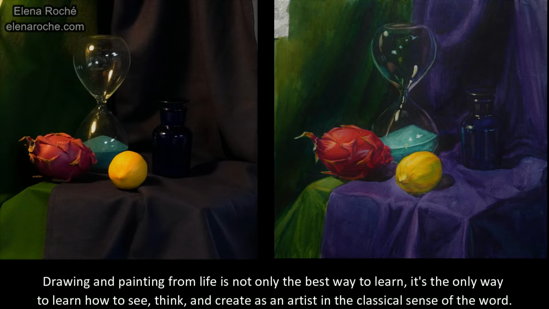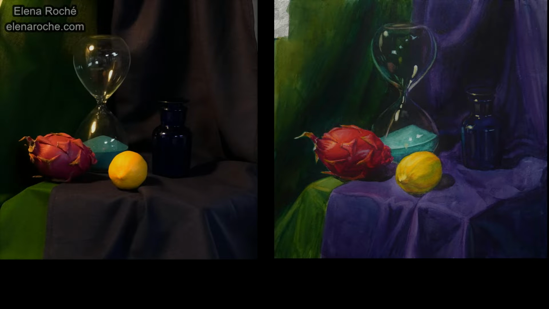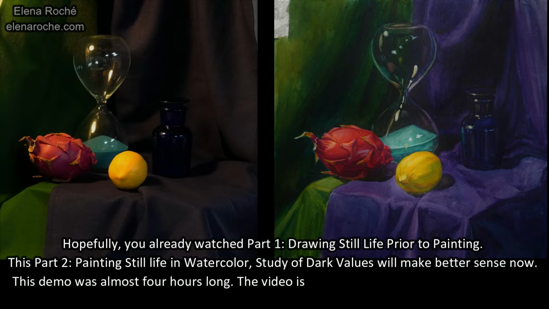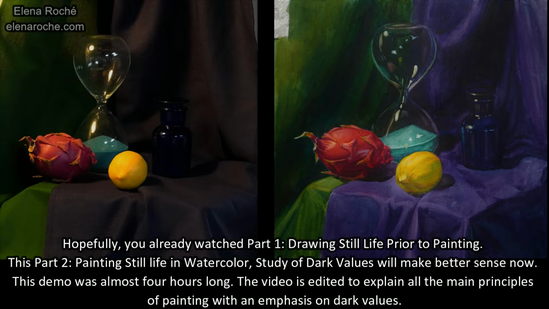Drawing and painting from life is not only the best way to learn, it is the only way to learn how to see, think, and create as an artist, in the classical sense of the word. Hopefully, you already watched part 1 drawing still life prior to painting. This part 2 will make better sense now. This demo was almost 4 hours long. The video is edited to explain all the main principles of painting with an emphasis on dark values.